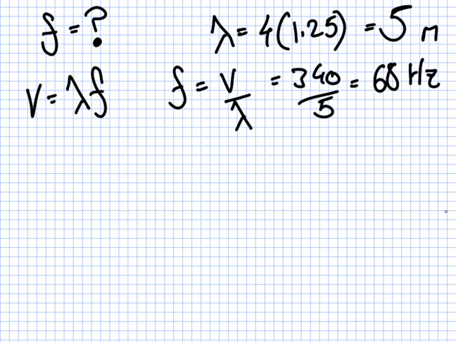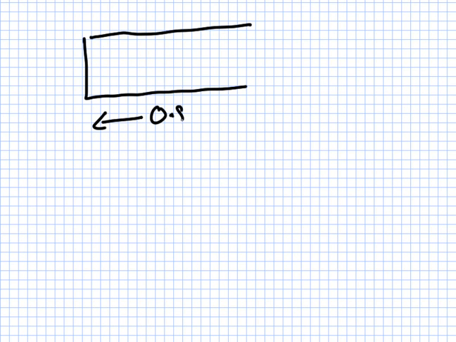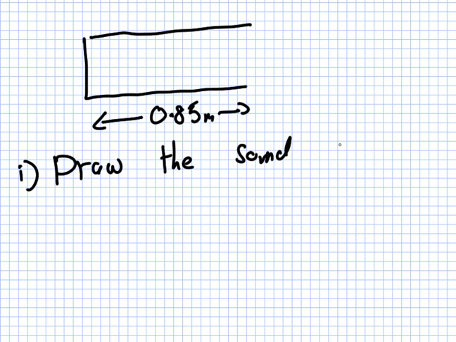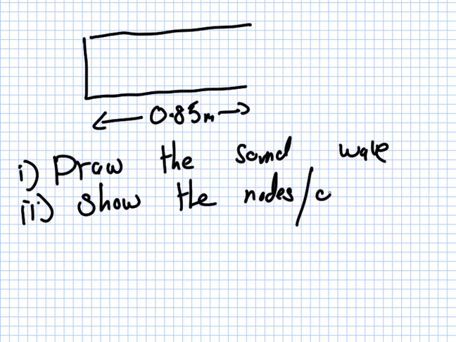Okay, let me give you another one like this to try, and then we'll look at a different type. Here is our pipe, and it's 0.85 meters long. And I want you to, number 1, draw the sound wave, and then number 2, show where the nodes and antinodes are.